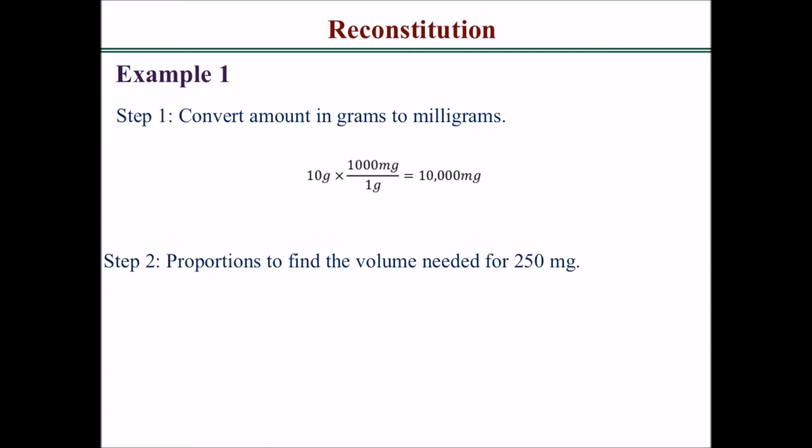You want to do proportions to find the volume needed for 250 milligrams. So if there are 10,000 milligrams in 100 ml, you want to see how many ml would contain 250 milligrams. And by doing cross multiplication, you would get 2.5 ml. Simple enough. Let's look at example 2.